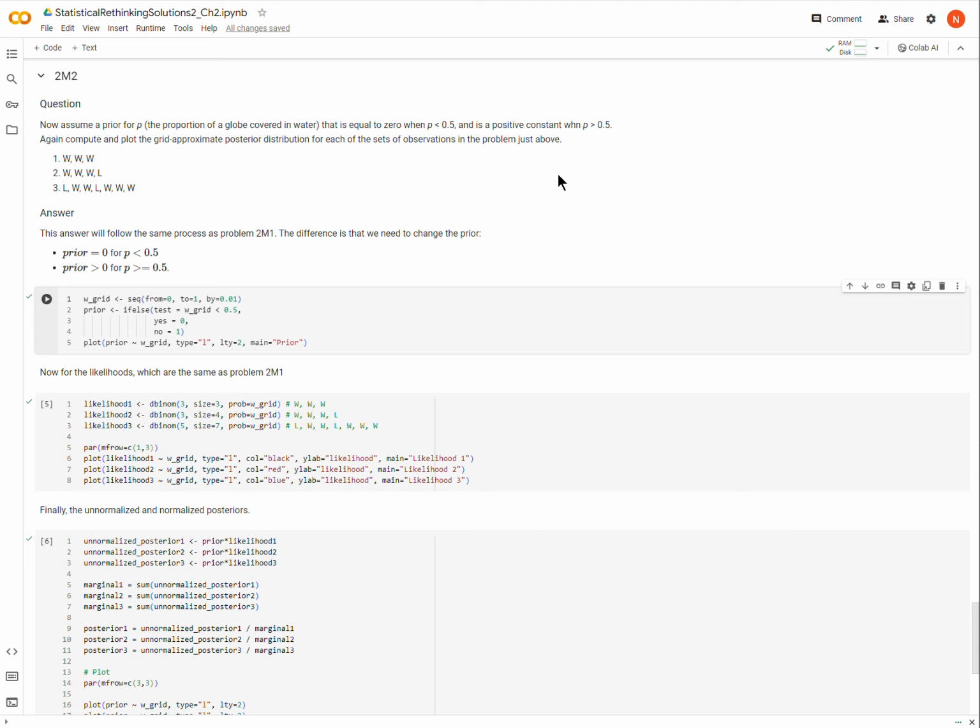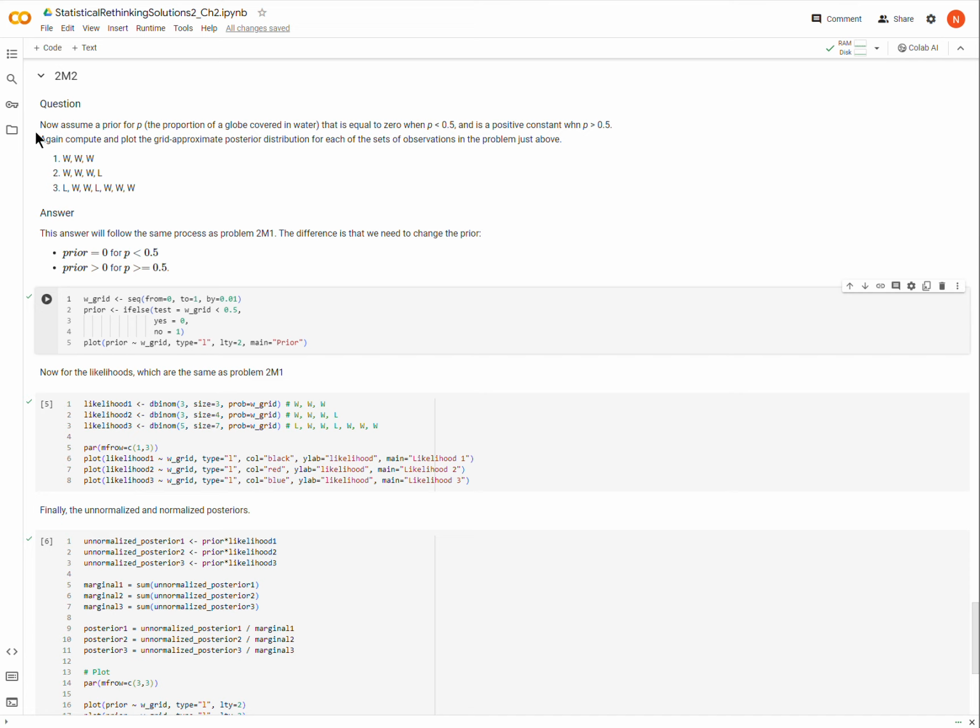Okay, so on to question 2M2 from the second edition of Statistical Rethinking. This question is very similar to 2M1, so if you haven't solved that one or haven't watched the video on it, you might want to do that. Let's go up to the first question just in case you haven't seen that one, otherwise this question won't make any sense.